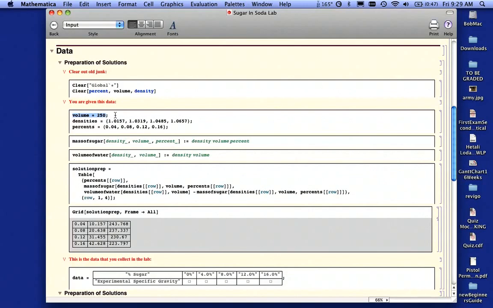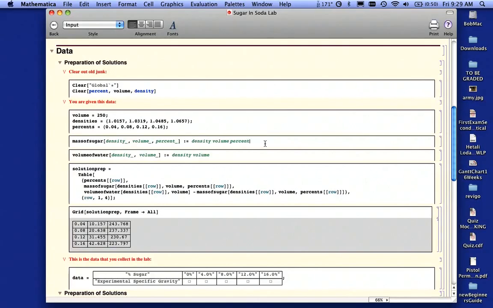We're saying the volume of the water that you're going to put the sugar in is 250 milliliters. The densities of the four solutions are as follows: 1.0157, etc. And those are related to the percent. You got a 4% solution, you got an 8% solution, a 12% solution, and a 16% solution.